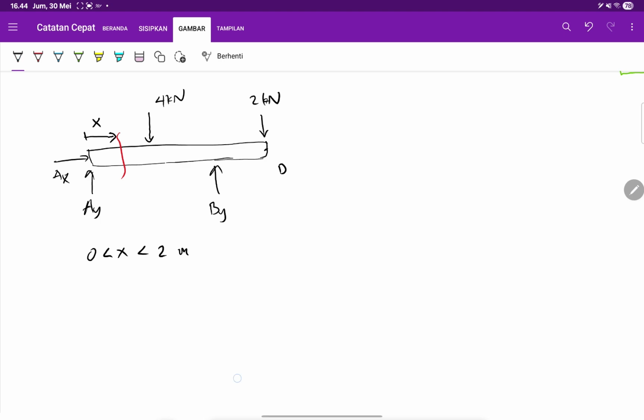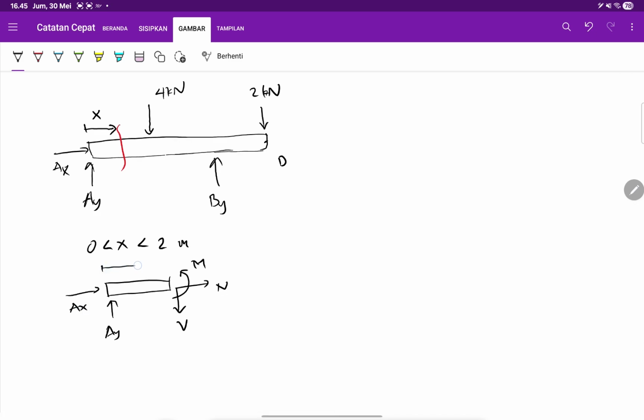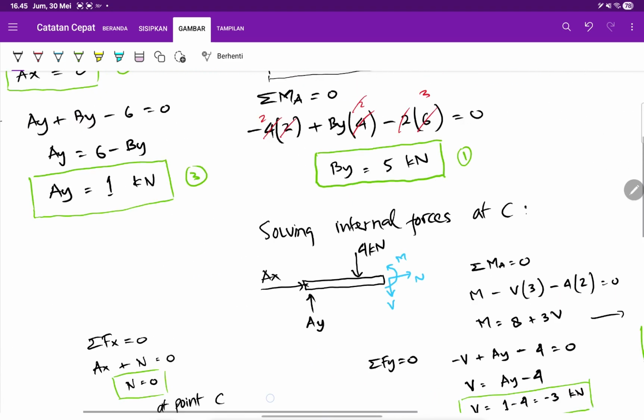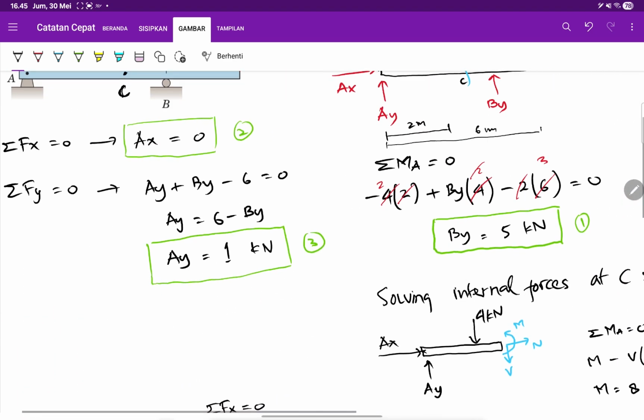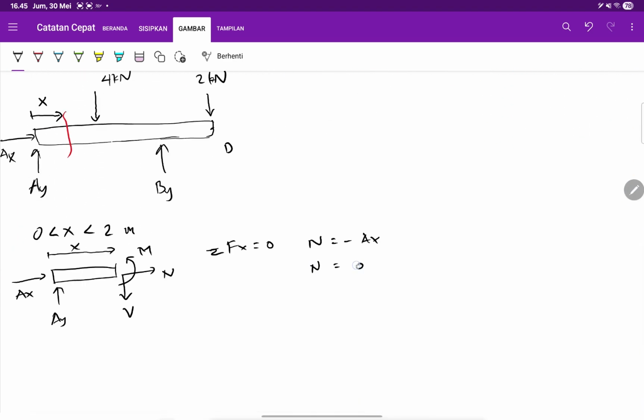So let's draw the sectioning part, the left part. And here you have V, you have N, and then you have M. Okay, and then you have AY, and then you have AX, and you call this distance X. So if you take sigma Fx equals 0, you know that N equals minus AX. And we already found that AX equals 0, so your N will also be 0.